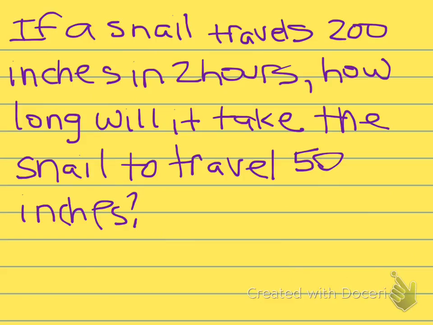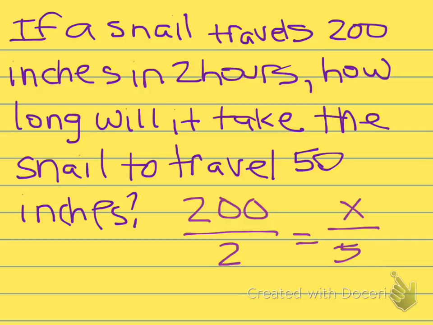Next, we're asked to find how long it will take the snail to travel 50 inches. It says it already travels 200 inches in 2 hours. We know that our time is always our x, so we're going to write our rate as our y over our x, so 200 over 2. And then we can set this up as a proportion, so we don't know how long it will be, so that's x over 50.